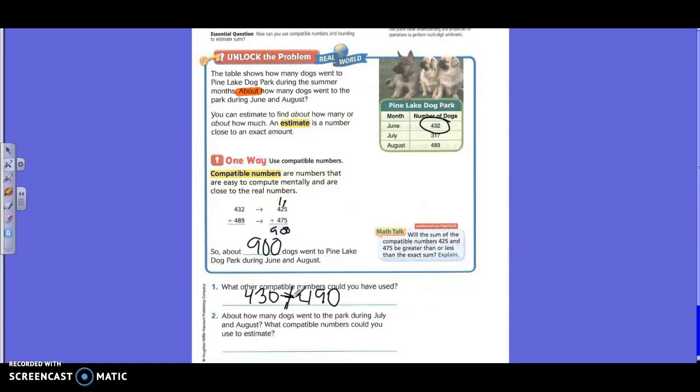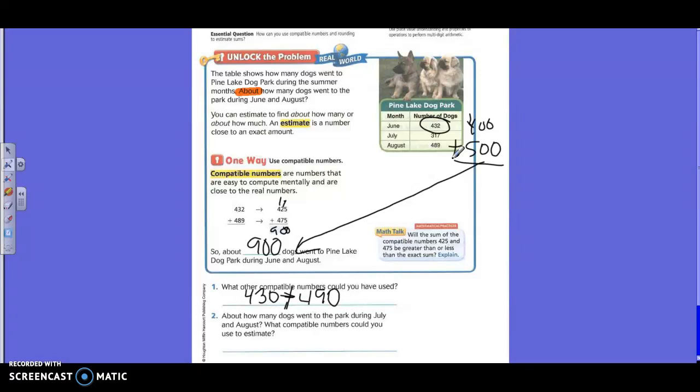What's the nearest 100 for June? 400. What's the nearest 100 for August? 500. Is that the same estimate if you were to add these two together that we would have gotten? Yes. So we could have rounded to the nearest 100, and that would have got us the exact same estimate. So that one could have been easier too.